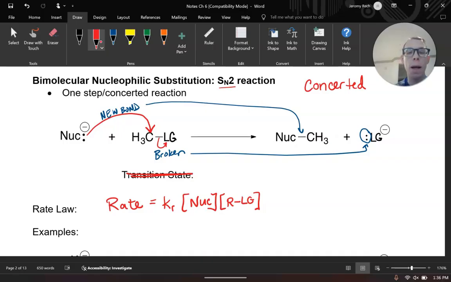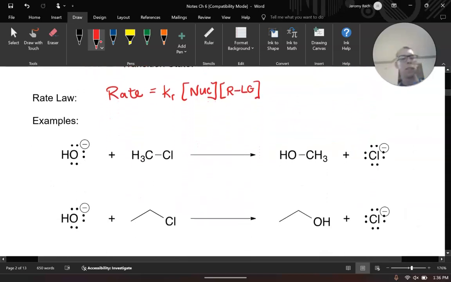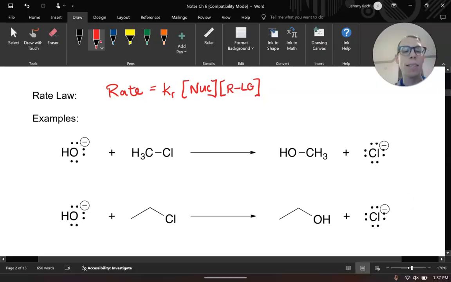Now we can think a little bit about what these actually look like, instead of arbitrary nucleophiles and Rs, with some actual examples. So let's look at two examples here. Each of these examples has a hydroxide. So that is going to be an oxygen that has a connection to a hydrogen, 3 lone pairs. Oxygen likes 2 bonds, so it only has 1 right now, giving it a negative charge.